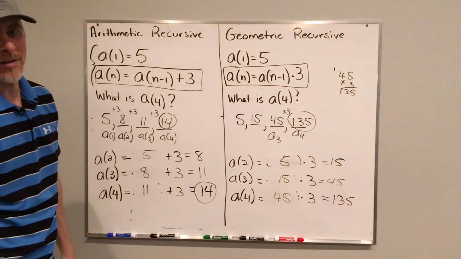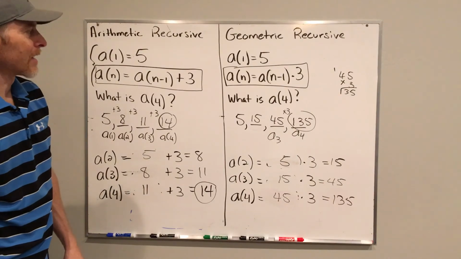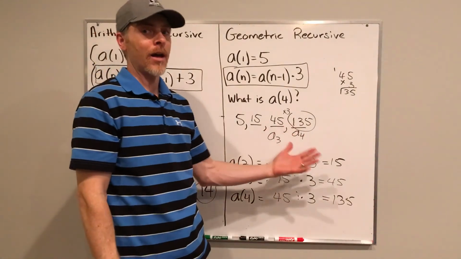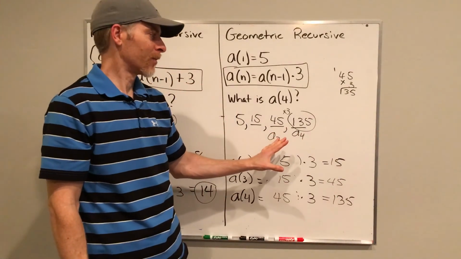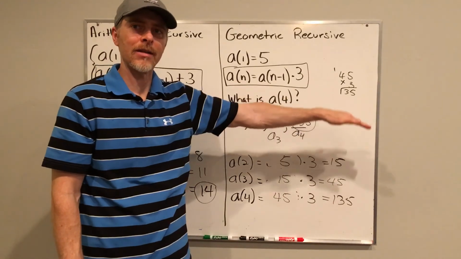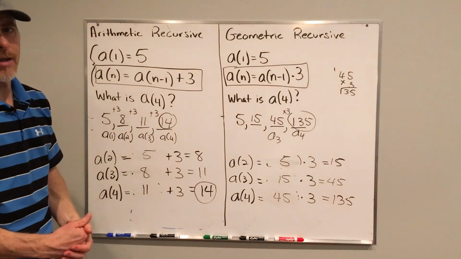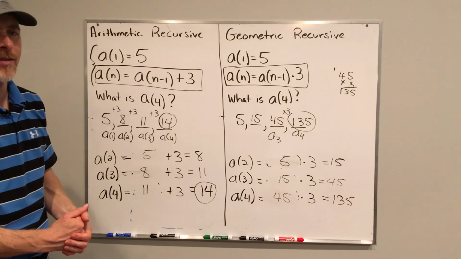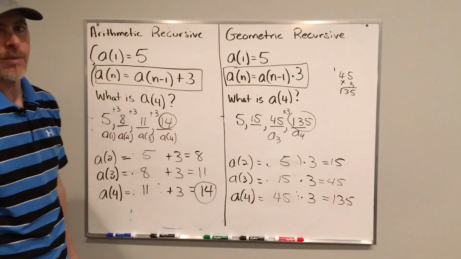That's it. There's no magic to it. The thing about it, though, is it's not very good for trying to find like the 100th term. Then you'd have to be doing 100 of these steps. You'd be doing it all night. So that's why they discovered the explicit formula. It's faster, more efficient. Next video, we'll compare the explicit formulas.